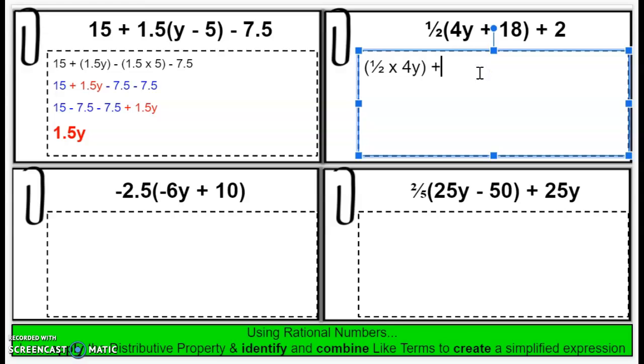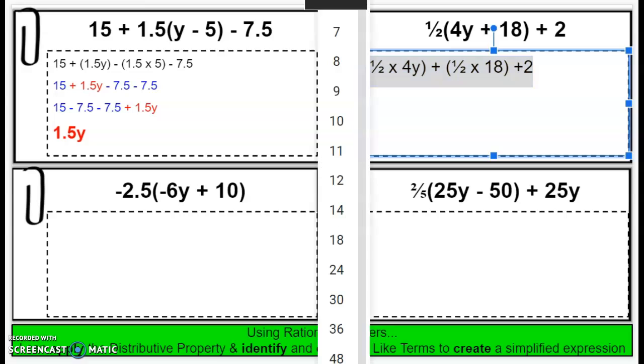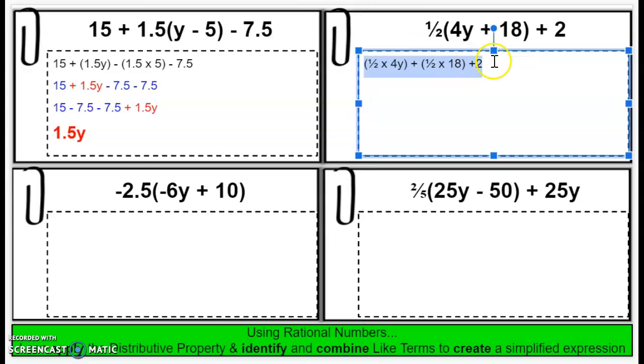And then I'm going to add, and I'm adding because of this addition here. I subtracted in the last problem because of the subtraction sign. Okay, so I'm adding the 1/2 times 18, and then I just bring down my plus 2. Let's make this a little bit smaller so that way it can all fit.